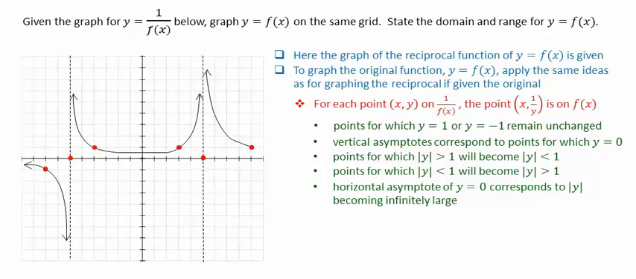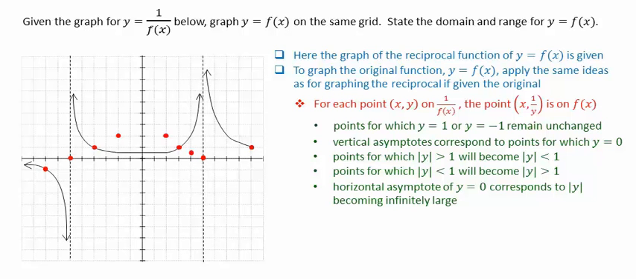We'll now look at a few additional points in order to make this graph more accurate. We have a point on the reciprocal graph at -2, 1/2. On the original function then, this corresponds to -2, 2. The point on the reciprocal graph at 2, 1/2 will correspond to the point 2, 2 on the original function.